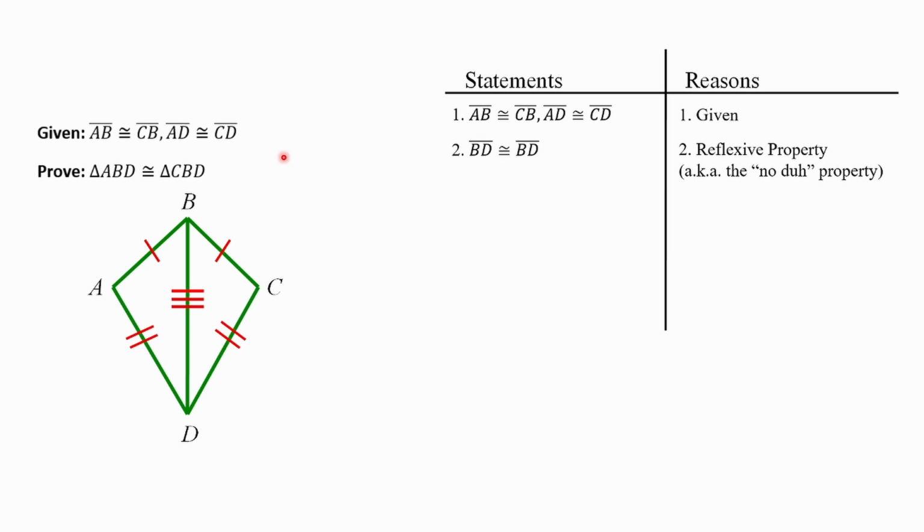We call this formally the reflexive property, and then for our class, you can also call it the no-duh property because, well, no-duh, it's the same as itself. It seems silly to have to say it, but it's on our list of things to establish. Now that we have established that all three sides are congruent, now we can make the claim that the two triangles are congruent, and again, our reason for this is the side-side-side congruence theorem.